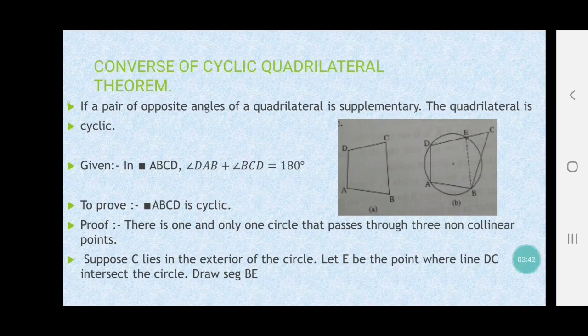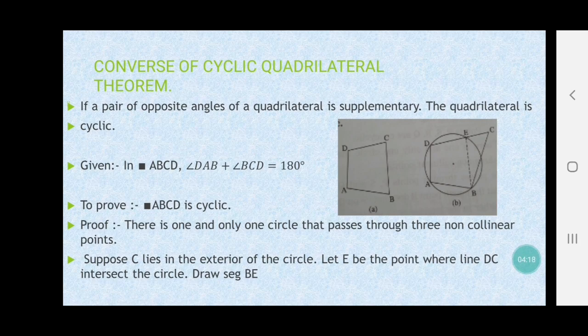So here the given part is angle DAB plus angle BCD is equal to 180 degrees, and we have to prove that quadrilateral ABCD is cyclic. Proof. Now we all know the property of the circle. We have learned circle passing through 1 point, 2 points, 3 points. From 3 points, how many circles can pass? Only one circle. One and only one circle can pass through 3 non-collinear points.